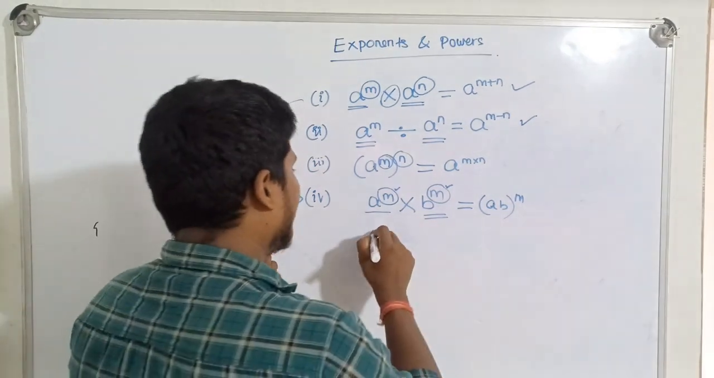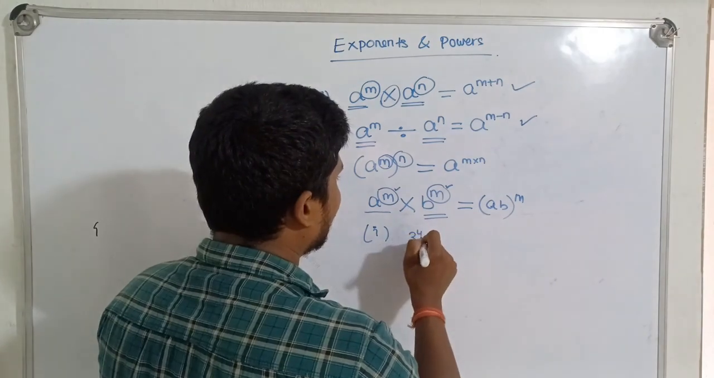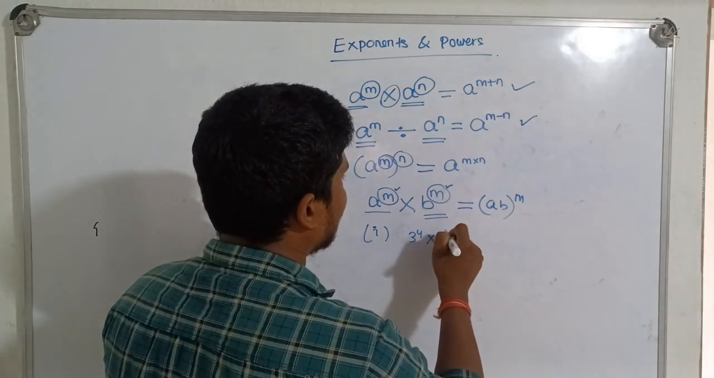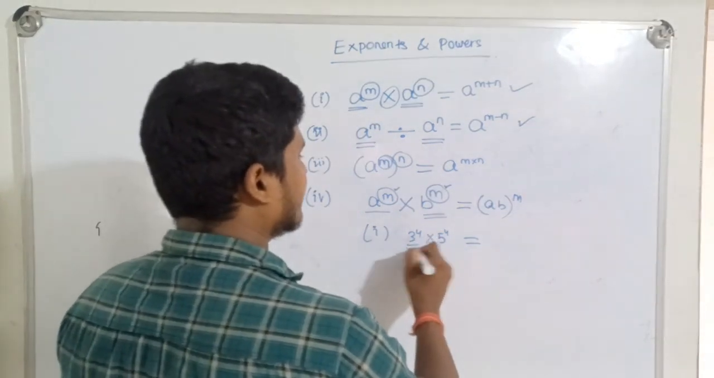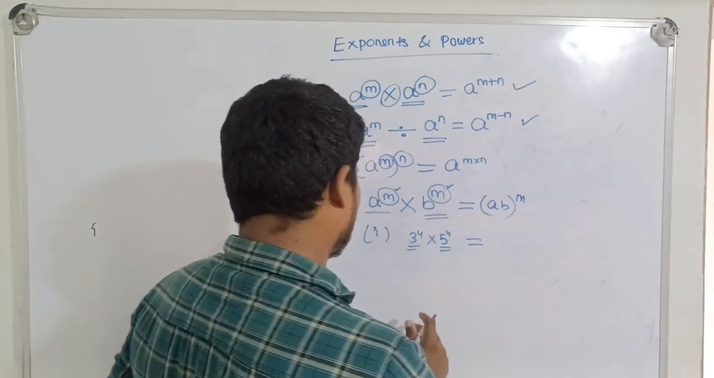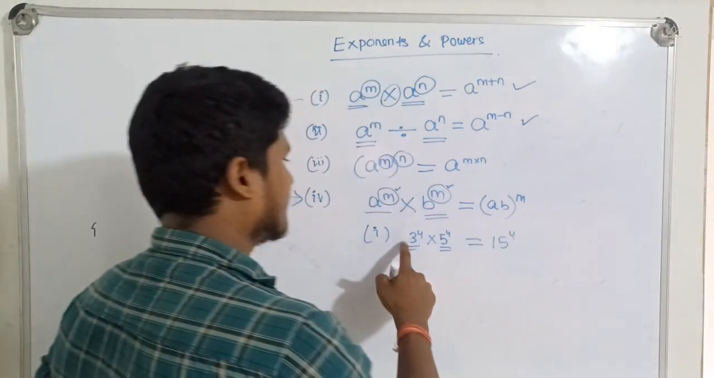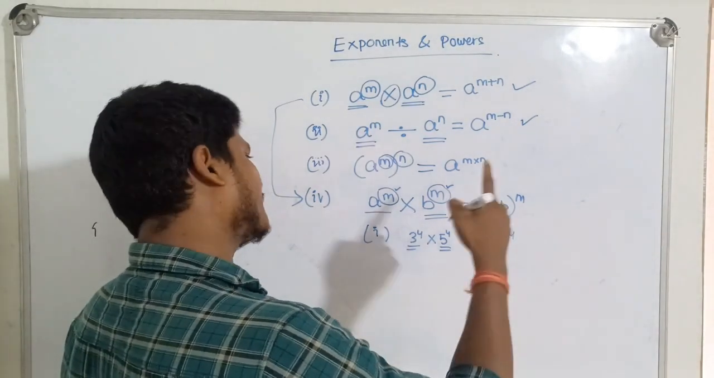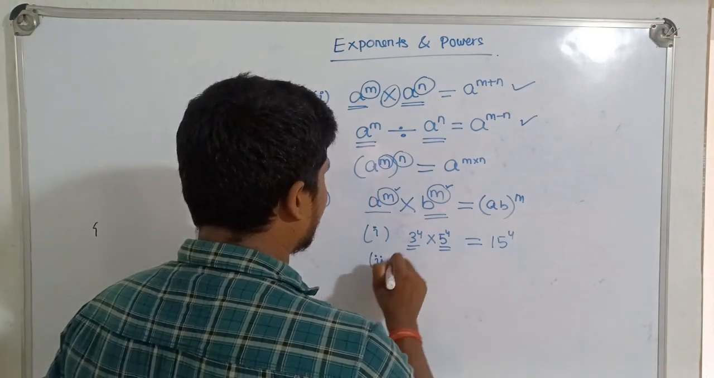I can write an example: 3 to the power 4 multiplied by 5 to the power 4. Here also you can directly write it down. 3 and 5 are different bases but powers are equal. So in this type of case, just multiply: 15 to the power 4. 3 fives are 15, to the power 4. Okay, clear?